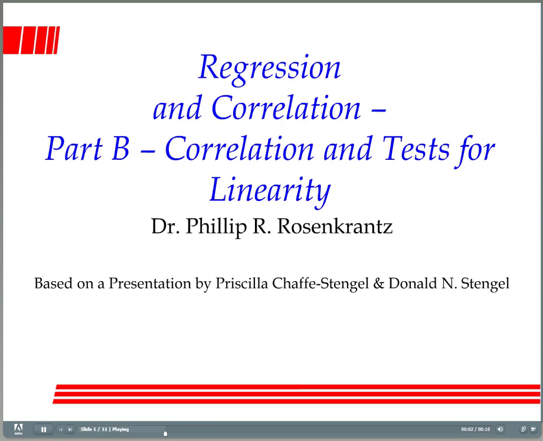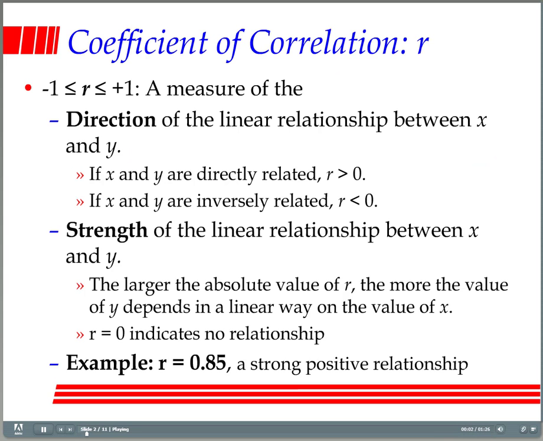Part B of our regression and correlation presentation talks about correlation and tests for linearity. An extremely important statistic that goes along with regression is called the coefficient of correlation, or the correlation. It's designated by the lowercase letter r, and you'll see that in almost every statistics textbook that talks about correlation.